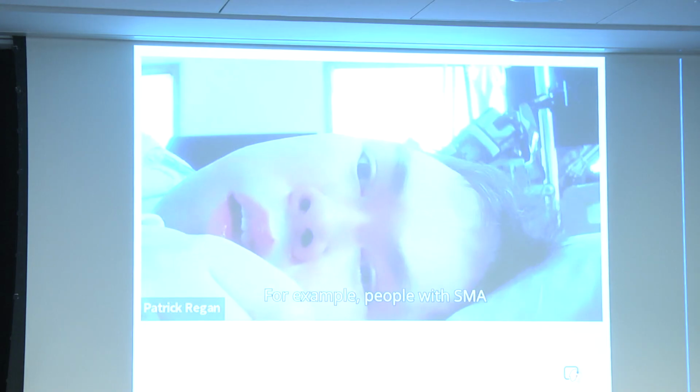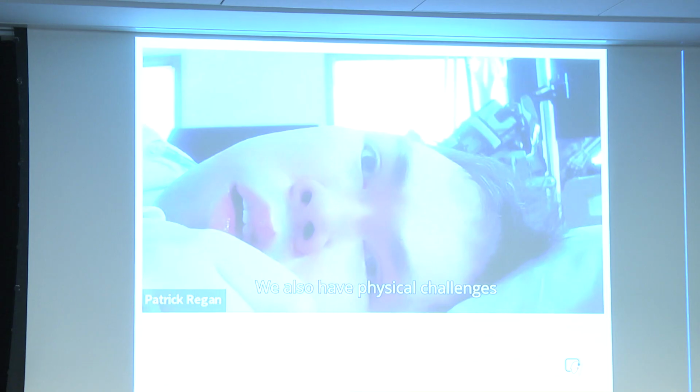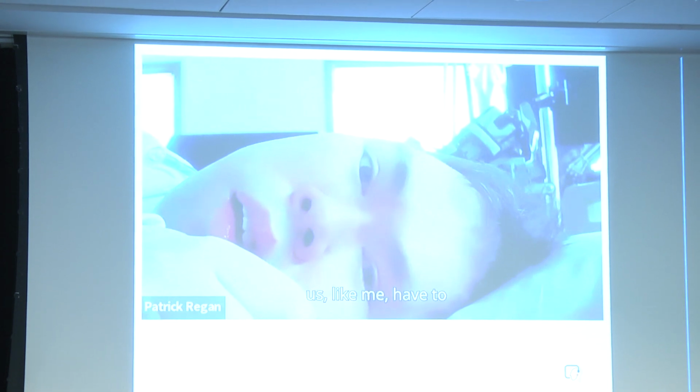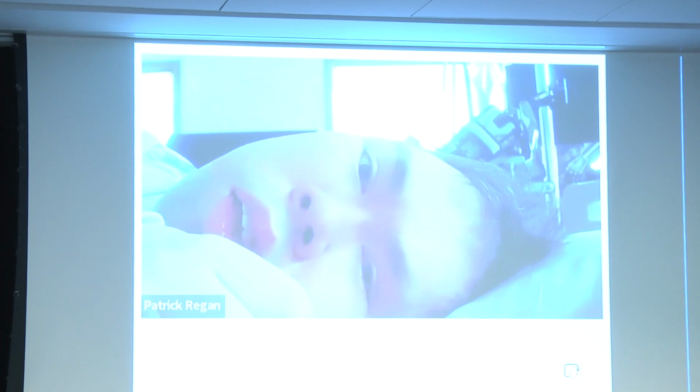For example, people with SMA experience tightness in our jaws, and many have respiratory insufficiency, which affects the breath support needed for speech. We also have physical challenges with direct selection due to muscle weakness. And many of us, like me, have to use an on-screen keyboard, typing one letter at a time, like someone hunting and pecking with a single finger.